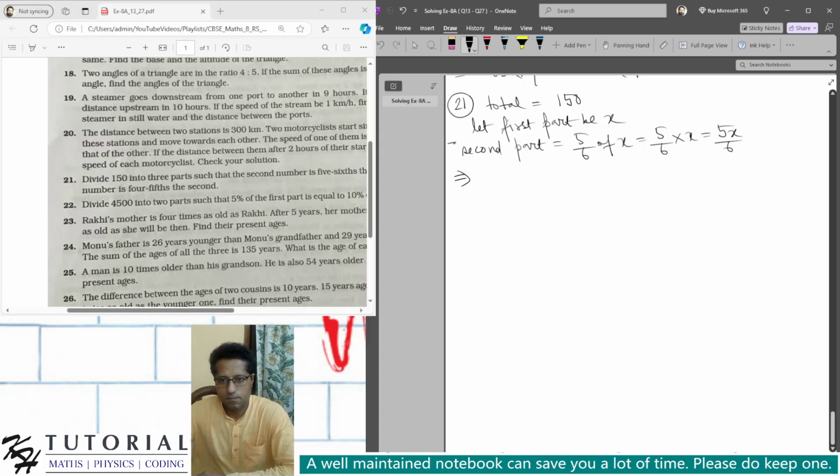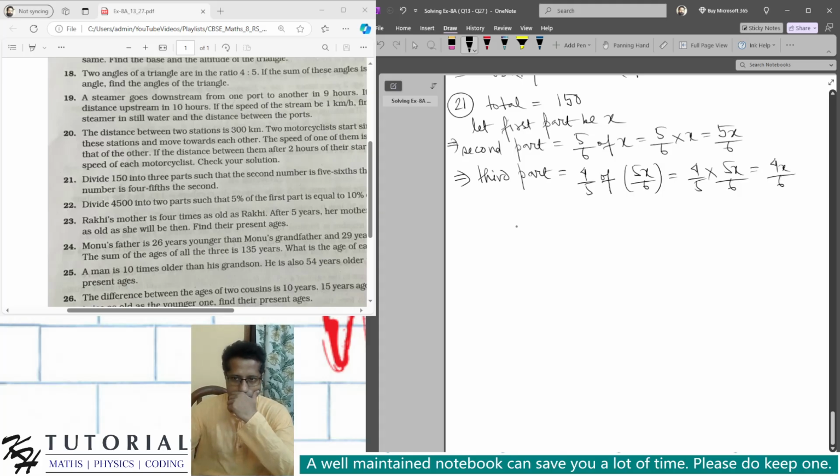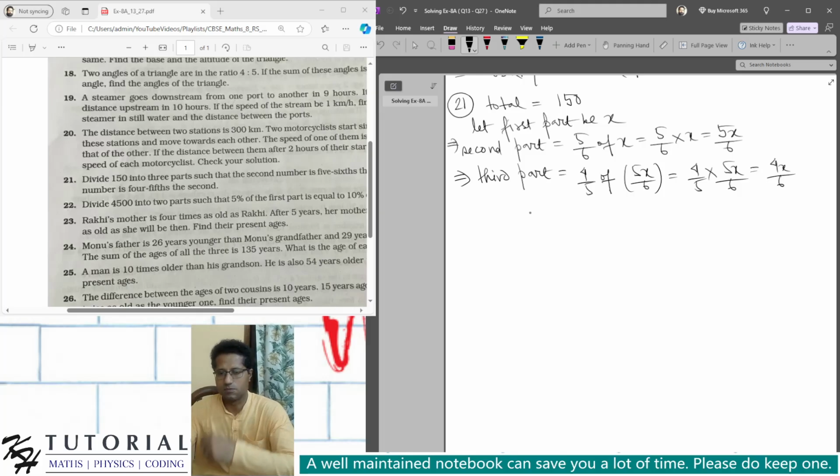This implies the third part is given to be 4/5 of the second. What is the second? The second is 5x/6. So this is equal to 4/5 multiplied by 5x/6. After canceling 5, we get 4x/6. This is the third part. So the first part is x, the second part is 5x/6, and the third part is 4x/6.